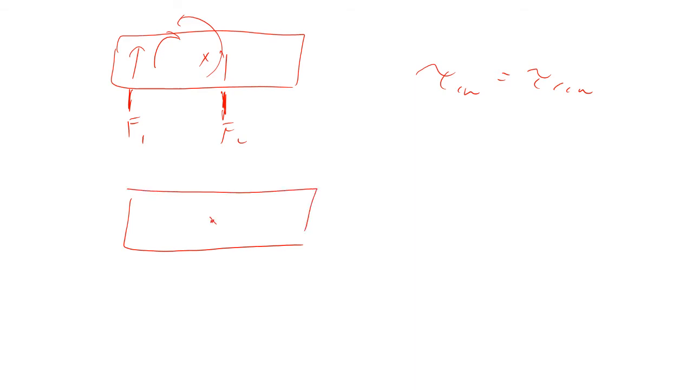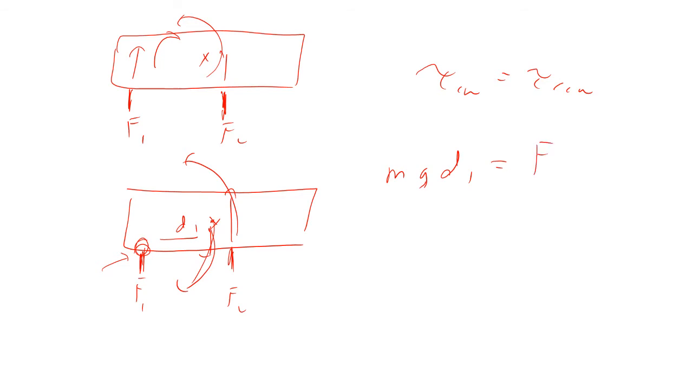And that is to say, what if I change the axis of rotation and put the axis of rotation right there? Well, now this force is trying to make it go that way, and now the center of mass is making it go that way. So that means I can rewrite this clockwise, counterclockwise. Clockwise would be the center of mass, that's mg times D1, and the other is going to be F2 times (D1 plus D2).